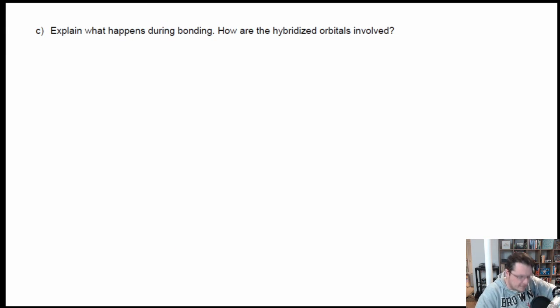And that's basically what we're talking about here for C: explain what happens during bonding. In the case of the carbon, all four of those sp3 hybrid orbitals are forming sigma bonds with the adjacent atoms, with the 3 hydrogens and the oxygen. And in the case of the oxygen, it has 2 unpaired electrons, so it's forming 2 sigma bonds in those cases, and it has 2 lone pairs as well. And so that's how they all play in together.